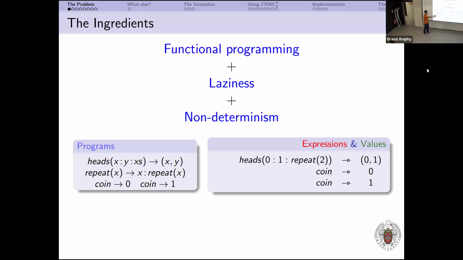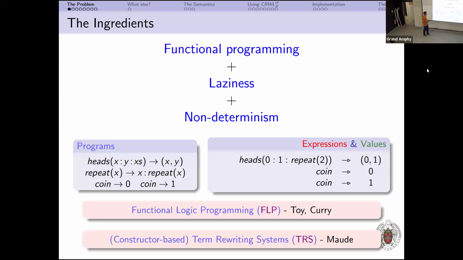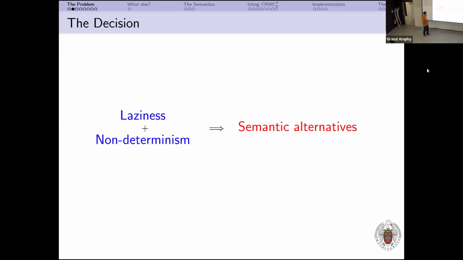Then we have expressions, which are at the left of the arrow, for example heads of 0, 1, repeat 0, repeat 2, or coin, and values, which are the results when you evaluate the expression. For the couple, 0, 1 or 1, 0. We have functional logic programming, with languages like Curry or Toy, which is not used anymore, and term rewriting systems like in our case. They are restricted: constructor based and left linear, that is, variables do not repeat on the left hand side, but well, we write it anyway.